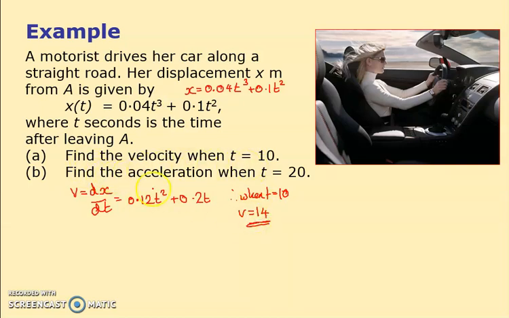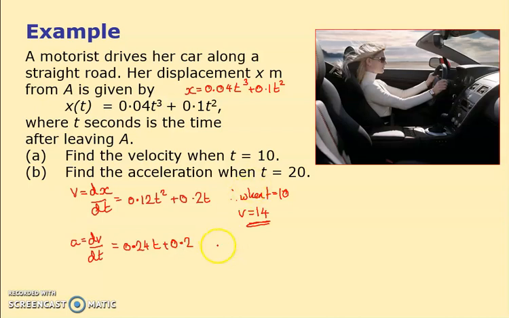And B, find the acceleration. Alright, now I need the acceleration. A is dv by dt. So having differentiated it once to get the v, I now differentiate it again to get the a. Bring the 2 to the front. It's getting easier because there's less terms. 0.24 t. And this just becomes plus 0.2.